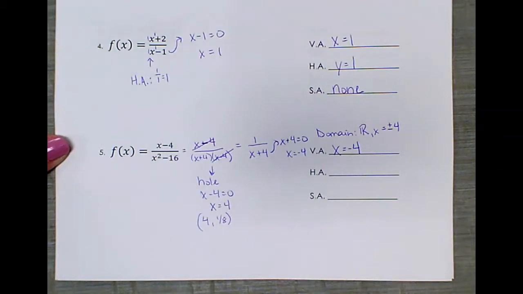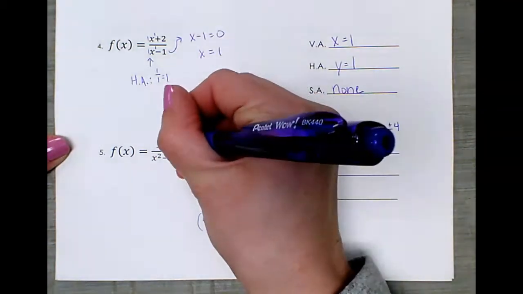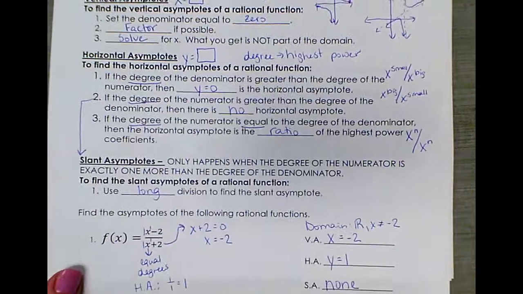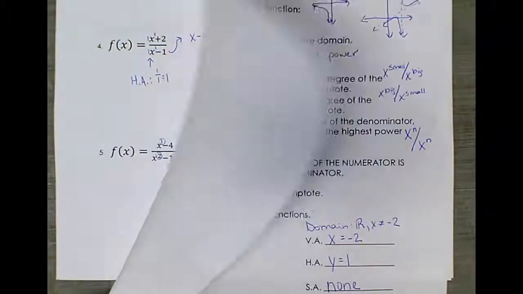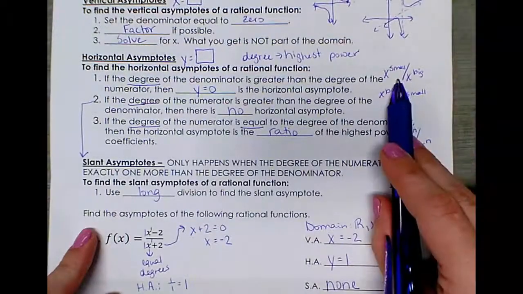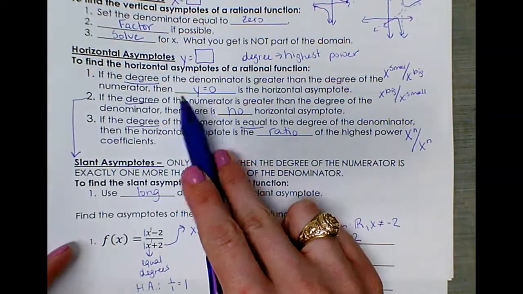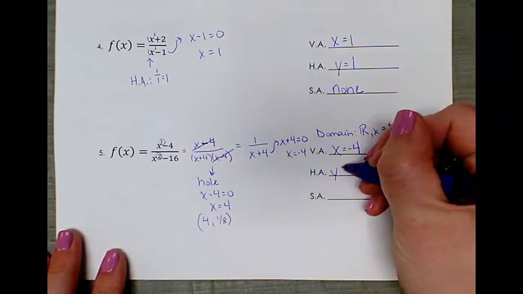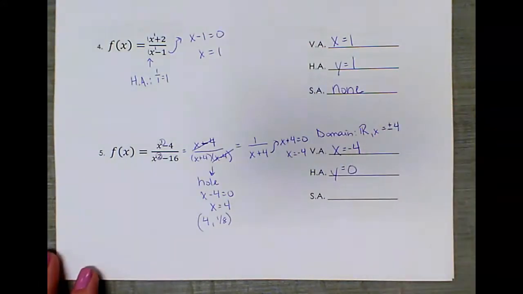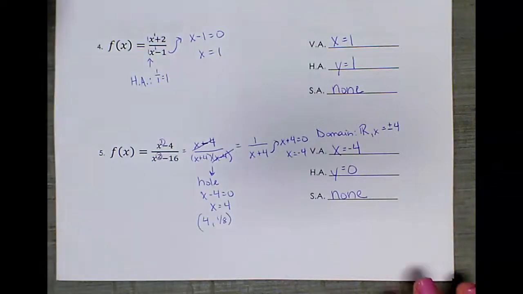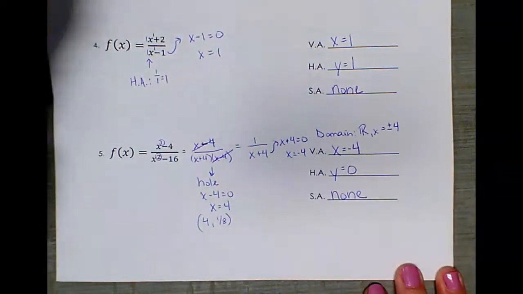Now the horizontal asymptote, I compare the degrees. This is degree 1 and degree 2. So I go back and look at my notes. When the degree on top is smaller, that fits this situation. So y equals 0 is my horizontal asymptote. And if there's a horizontal asymptote, that means there is no slant asymptote. Let's go to the last page.